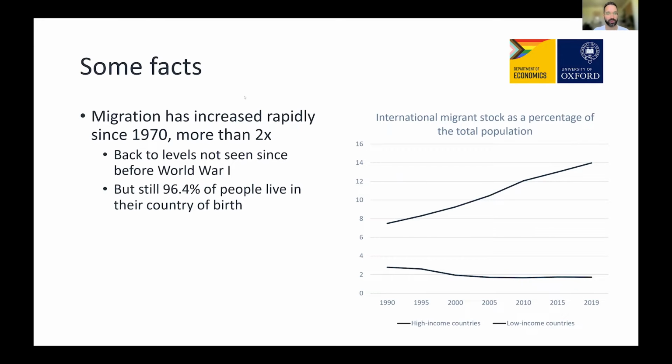So let's start with some facts. Migration has increased rapidly since the 1970s, more than doubling over this time, and has reached levels that we've seen before, but not for a long time. It's back to where it was just before World War I. This is a similar pattern that we also see in trade, which was very globalized at the time.